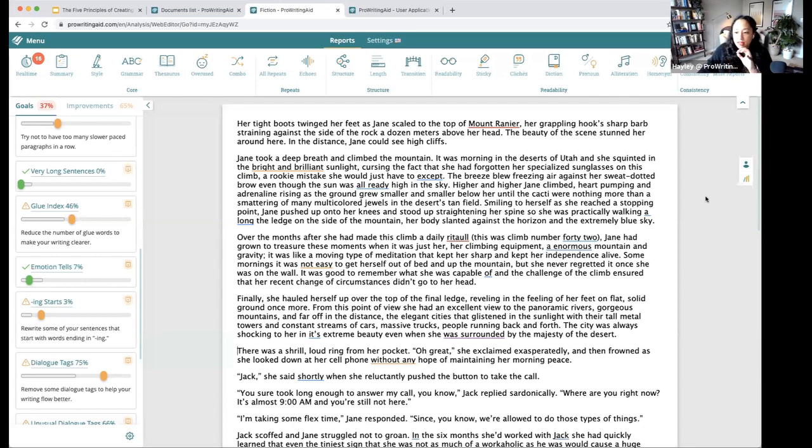But just know that, in terms of using ProWritingAid, you can use this either during your writing if you're writing something shorter, or you can use it a little bit more later in the editing process if you're writing something longer.